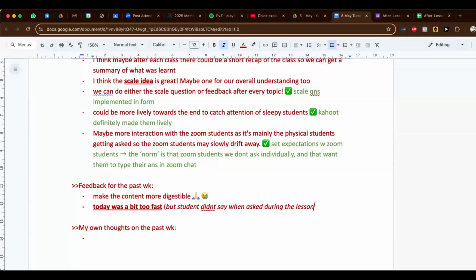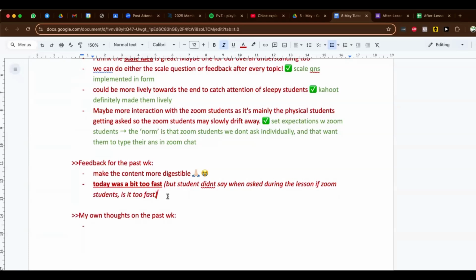How do you know you slowed down considerably? Is it that during the lesson someone said, please go slower? No, it was just a conscious thing, because I would receive this feedback quite often that I'm a bit too fast. Okay, good, good, good.